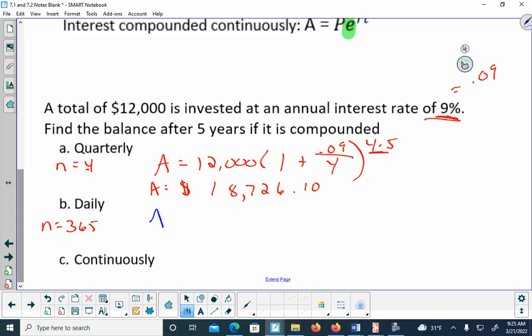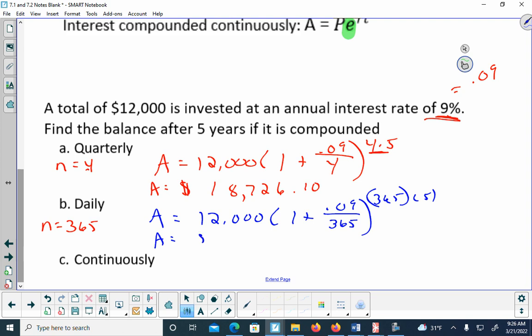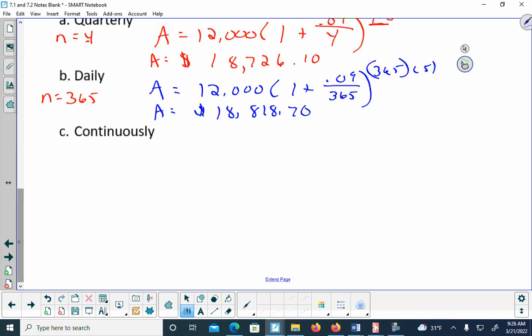If I'm compounding daily, I'm going to use the fact that there are 365 days in a year. So let's say my amount is equal to 12,000 times 1 plus 0.09 divided by 365, raised to 365 times 5. So I'm compounding it more, which means interest on interest, so if I'm compounding more frequently, I'm going to have a higher amount because I'm making more interest. And when I do this one, I get $18,818.70.